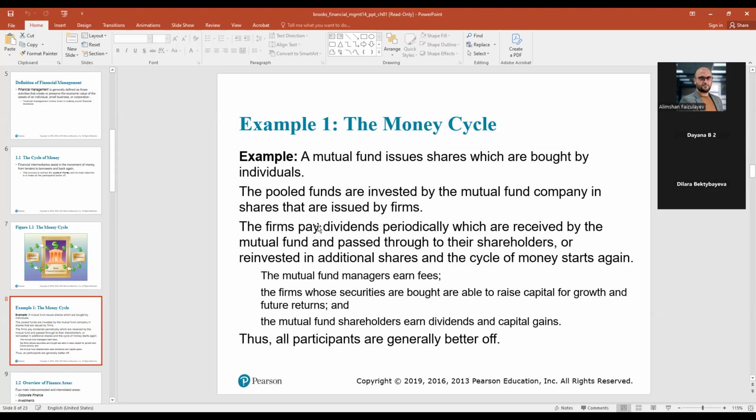Hedge funds are another type of institution that helps to manage investment, but they are more sophisticated. It means you cannot easily participate there, and they are more closed compared to mutual funds.